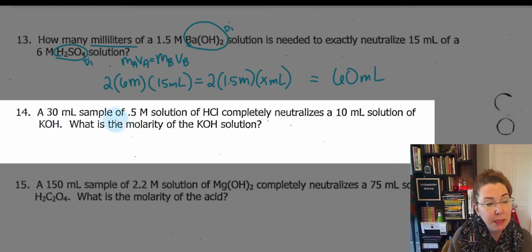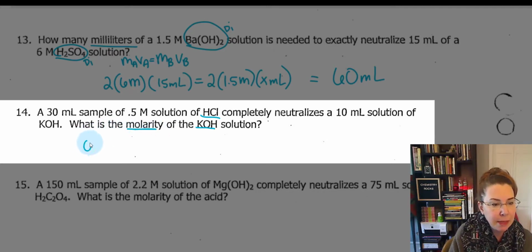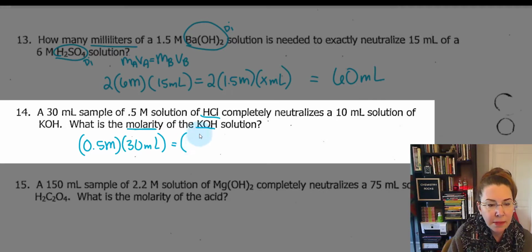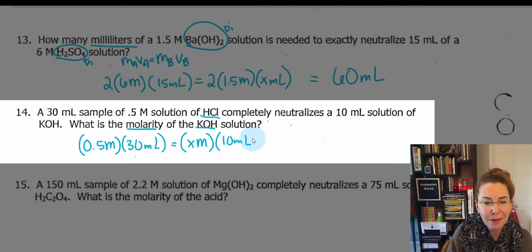So you have a 30 milliliter sample of 0.5 molar hydrochloric acid, completely neutralizing 10 milliliters of potassium hydroxide. What is the molarity of the potassium hydroxide solution? So I'm going to take my 0.5 molar, that's my acid, and I'm going to multiply that by the volume of my acid, which is 30 milliliters. I am solving for the molarity of my base, and my volume of my base is 10 milliliters.